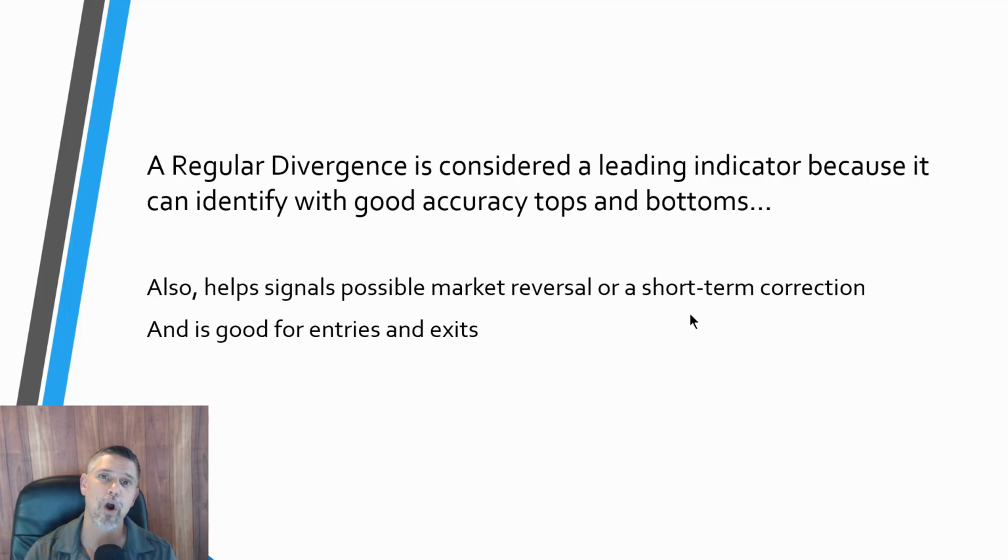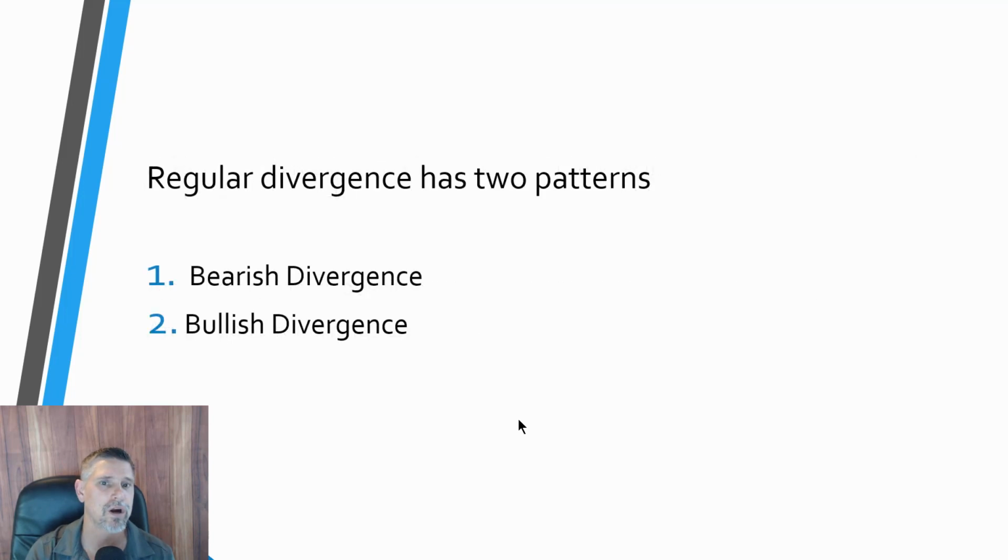Now, there are divergences that are short-term in nature, but then there's divergences that can shift the trend altogether. So if it's going down and you get a divergence, you might get a snap back to the mean, or you might get a full-fledged reversal. Okay, but in this case, it's acting as a leading indicator. Don't worry, I'm going to show you plenty of charts.